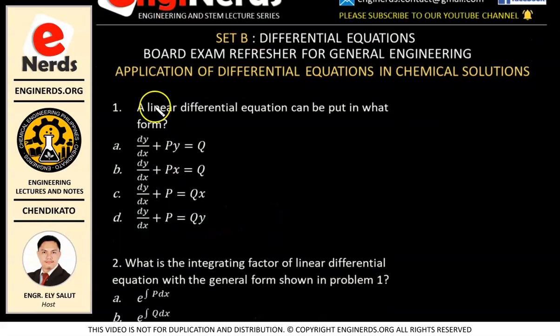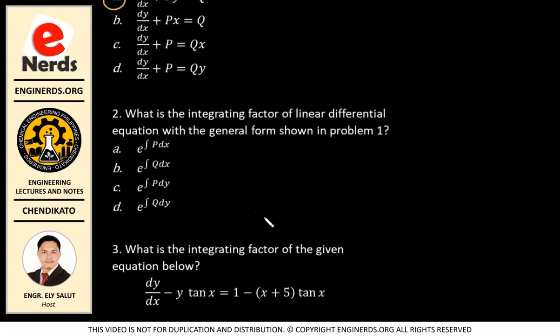In problem number 1, a linear differential equation can be put in what form? The question is asking for the general form of a linear differential equation of the first order, and we already discussed that in our introduction video. We learned that the general equation for a linear differential equation is dy over dx plus py is equal to q. So for this problem, our answer is letter A. You can see this in our introduction video prior to these answers. Okay, so let's go to problem number 2.